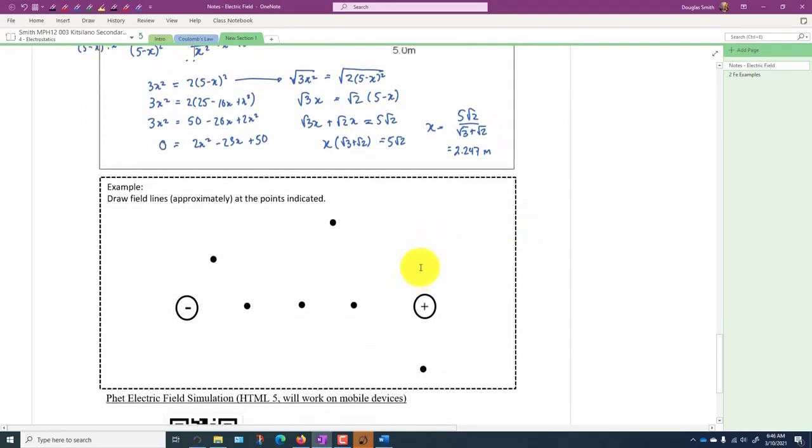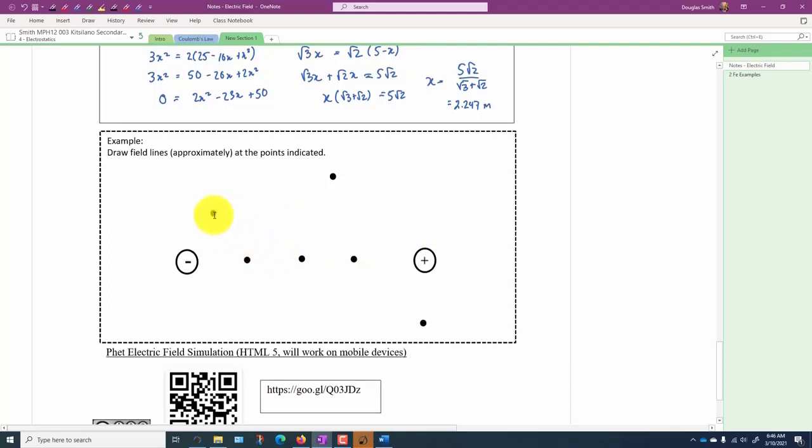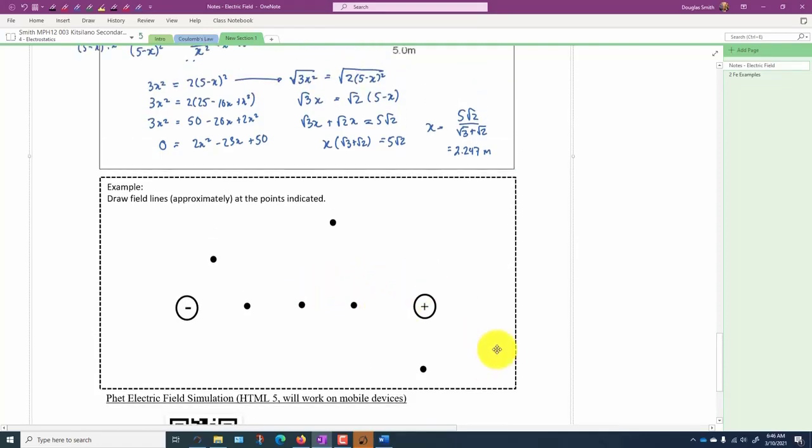The last thing to do is I'd like you to sketch what direction the field lines will be at each one of these points if you have a negative charge here and a positive charge here. And to do that, you can use this PhET simulation to help you draw it. So you can set this scenario up to help make sure you're drawing your electric field lines correctly. Okay, good luck.